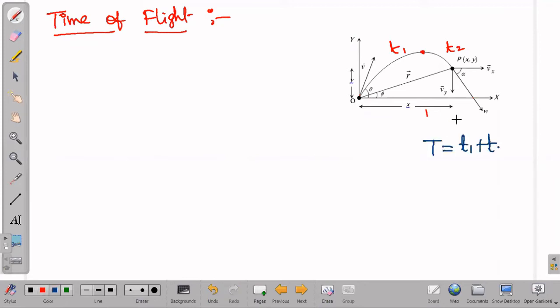Total time, which is the projectile being in air, we consider as time of ascent plus time of descent. Now, for the upward vertical motion only, I am considering it. Horizontal I am not going to consider, because it is in air only. So I will take the upward motion only.